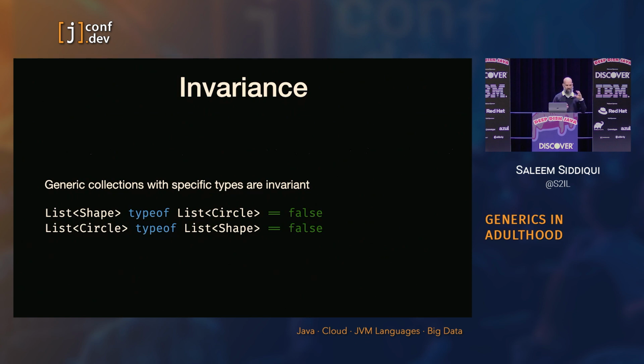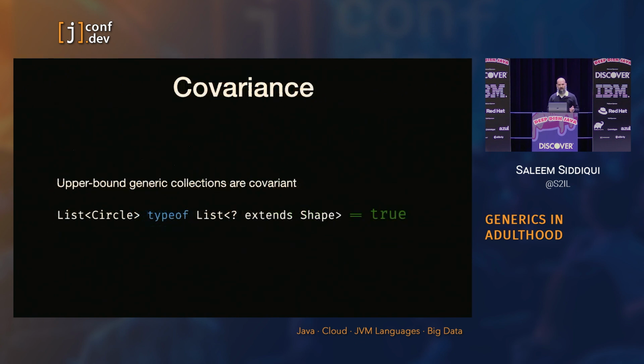So the notion that a circle is a shape doesn't mean anything when you're talking about list of circles and list of shapes. They are not at all the same thing, right? By default, Java's collections are like that. They're type invariant. No type relationship between different types of collections. However, when you have upper bounds, so for example, you have a list of wildcard extends shape, they are covariant. What does covariant mean? Covariant means essentially that when you read this, the type relationship between collections is in the same direction as the types they hold.